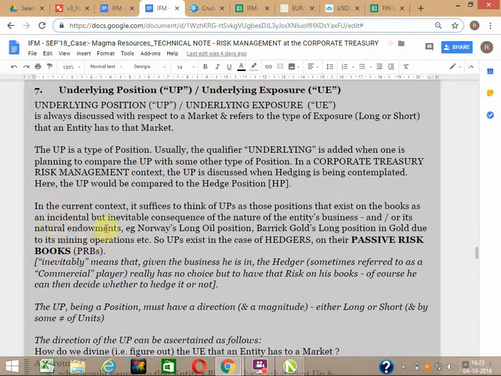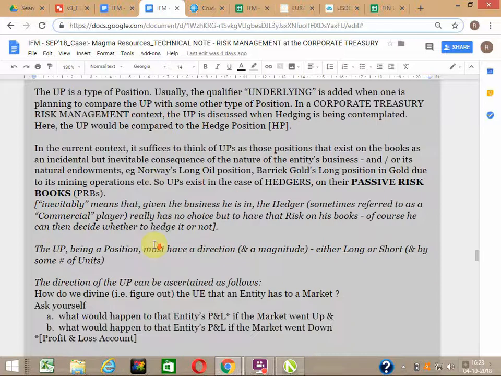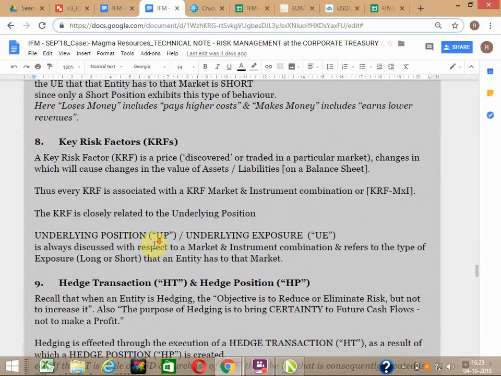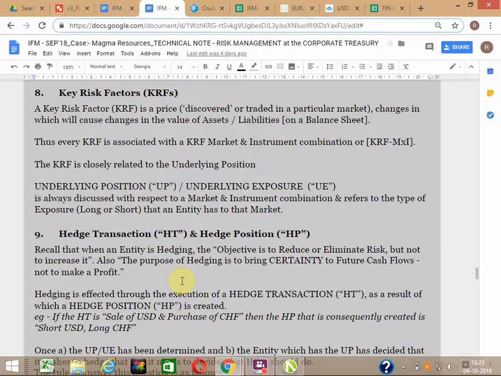Okay, underlying position we have already covered. You understand now what an underlying position is? This is important because this is your first question.